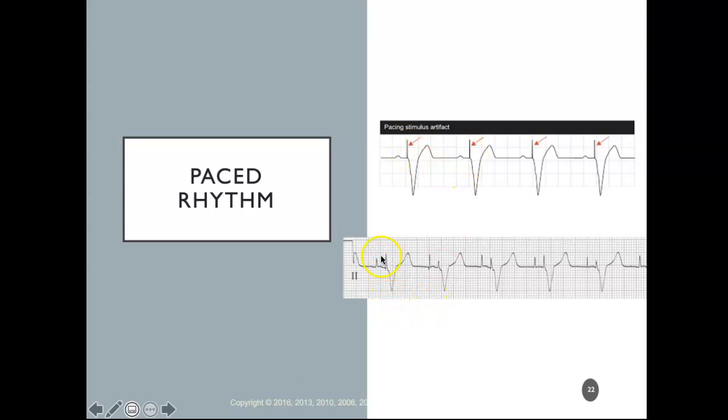And conversely, if you look at the one at the bottom, this is called a dual paced. So this would be pacing for the SA node because there is no P wave, and then this is the pace for the ventricles, and then you can see that wide complex, and then the T wave. So this is a dually paced patient. This is a singly paced patient.